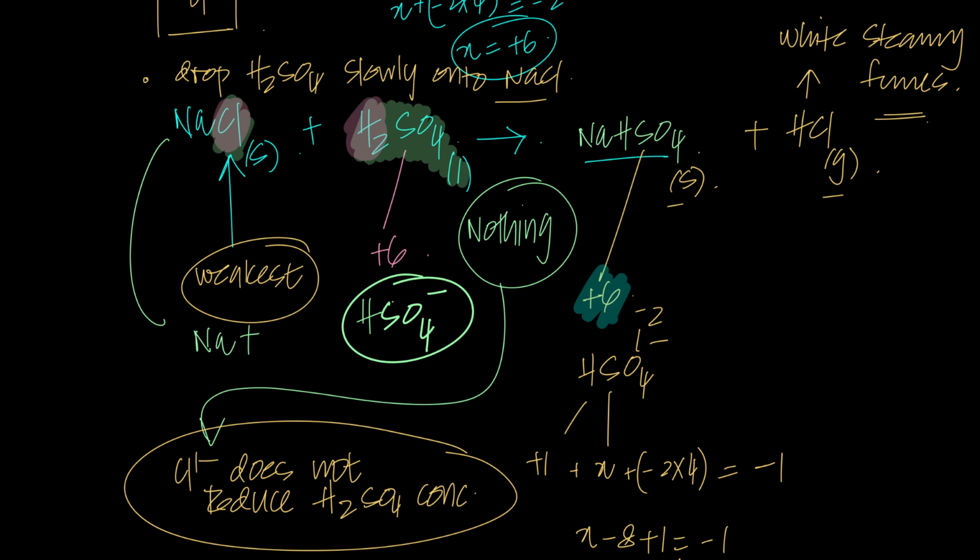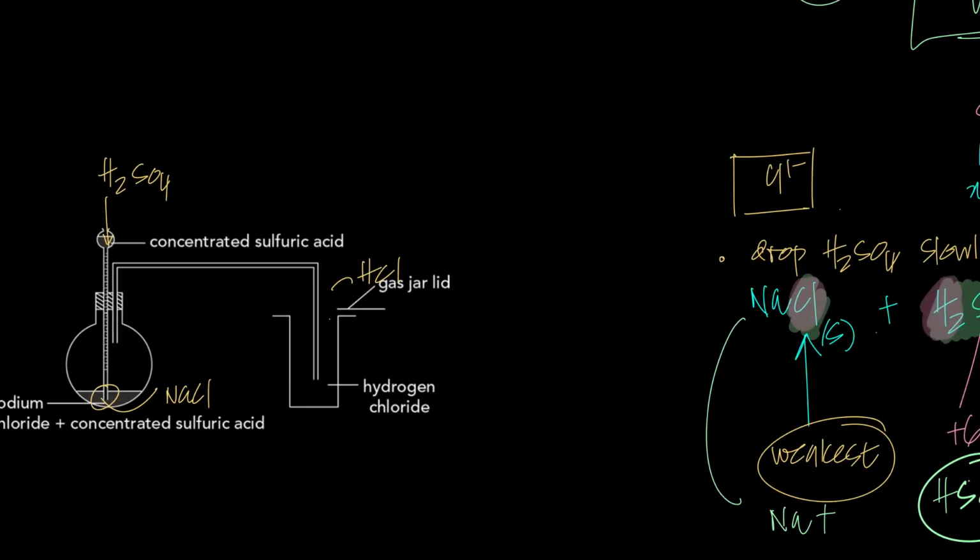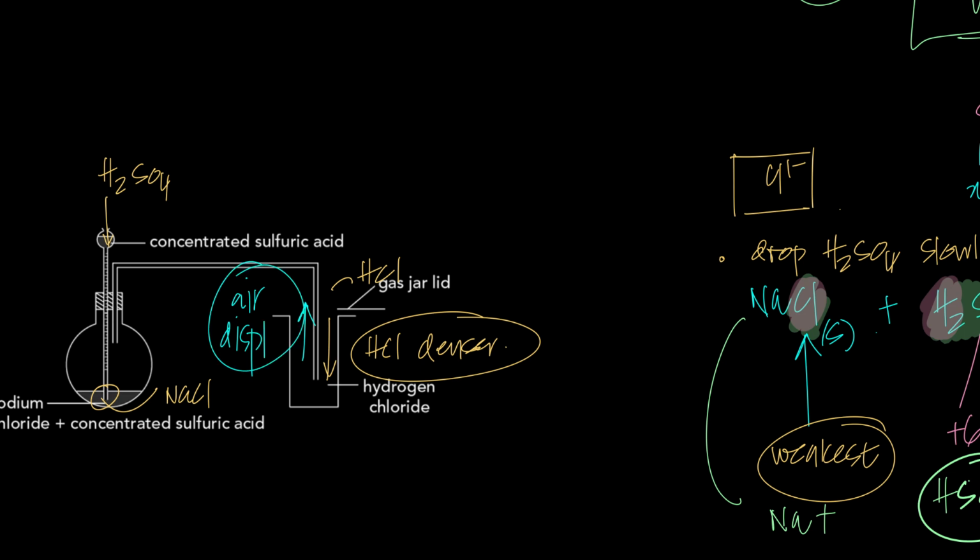Nothing else. Acha, why is this downward delivery? Because HCl is denser, as all of this should be known to you in O levels and IGCSE. HCl is denser than air. That's why when HCl is collected through downward delivery, the air is displaced upwards. Will this be tested? No. I'm just teaching you practically. This is the experiment.